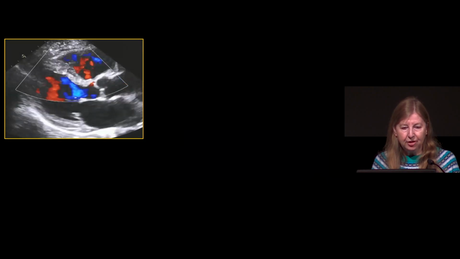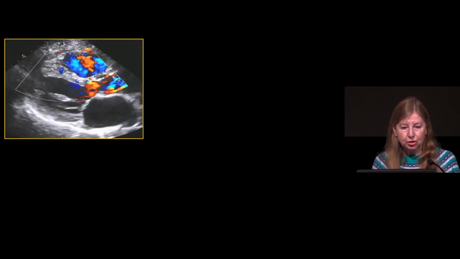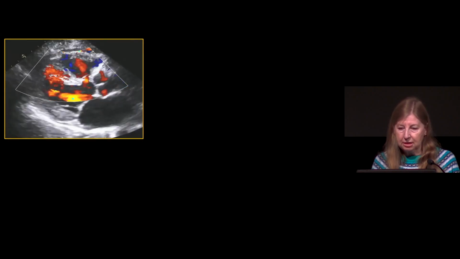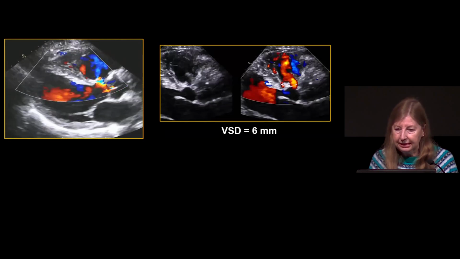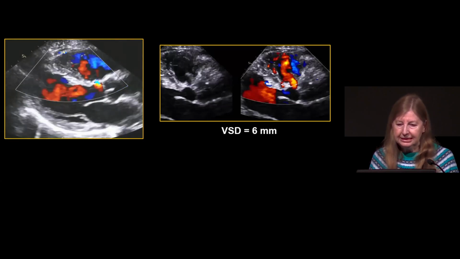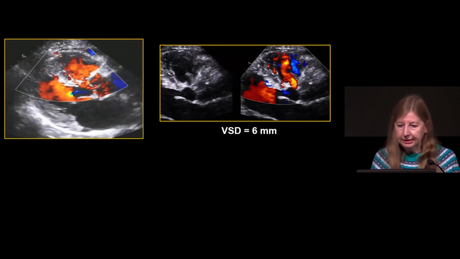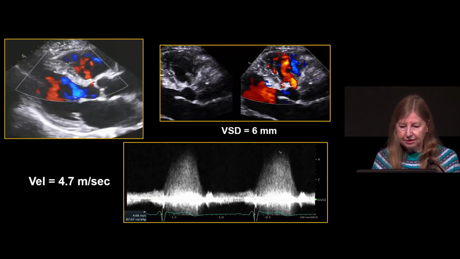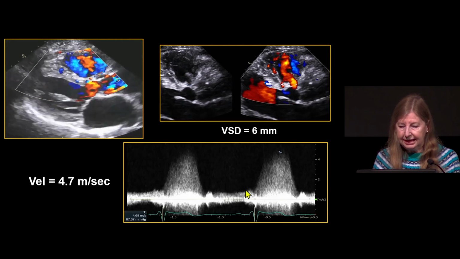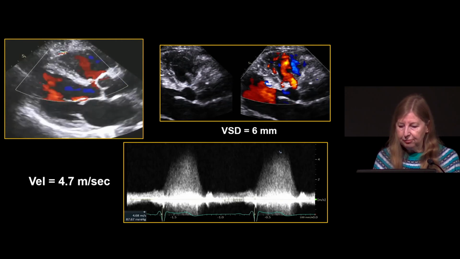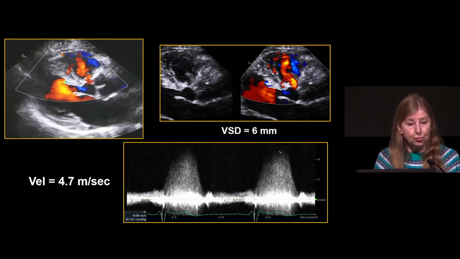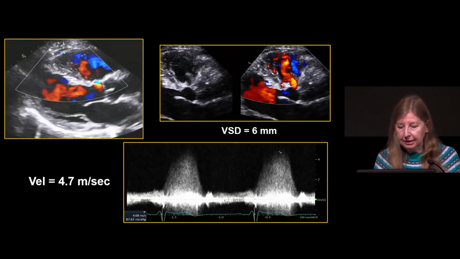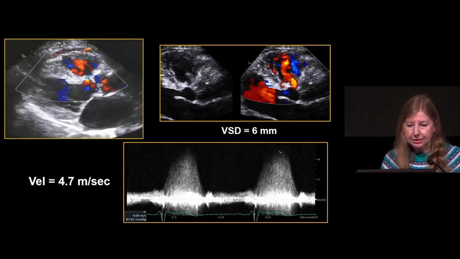So we need to look a bit further, and there again in the perimembranous region, you can see this left to right shunting across the VSD. The RV is also slightly enlarged, and that VSD we're measuring here at approximately at least 6 millimeters in size, so certainly not very small. So we start to look at our velocities, and here you can see flow through the VSD both in systole and diastole, and we have a velocity of 4.7 meters a second through the VSD, which would suggest that the RV pressure was relatively low, so not much pulmonary hypertension.